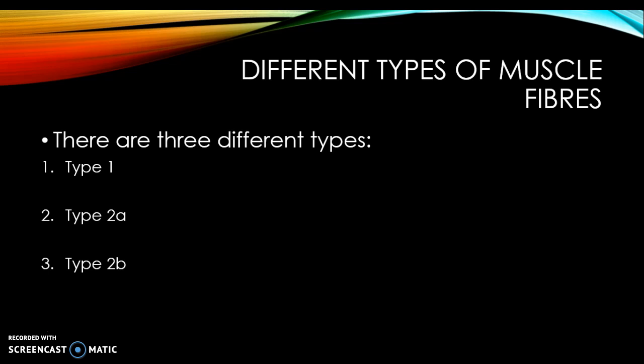Moving on to type 2A. Type 2A muscle fibers contract quickly, but not as fast as type 2B. Type 2A muscle fibers are called fast oxygen glycolytic. This is because they use both the aerobic and anaerobic systems and can exert a moderate amount of force.